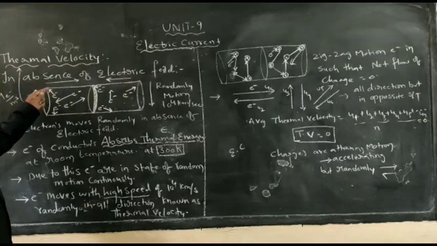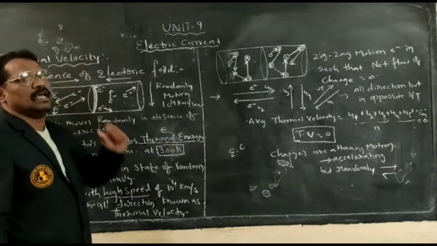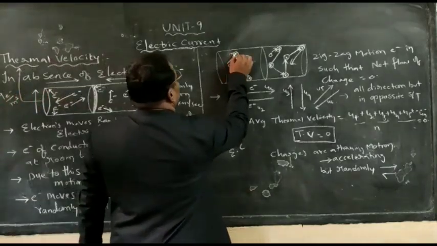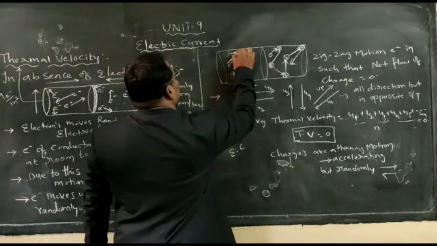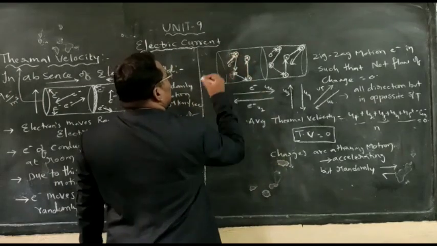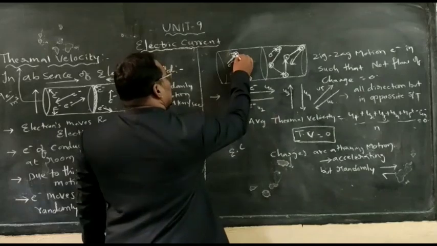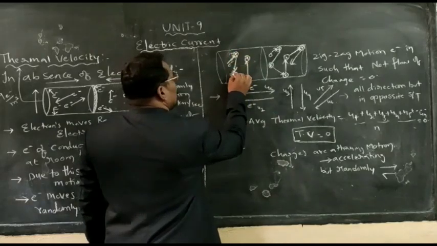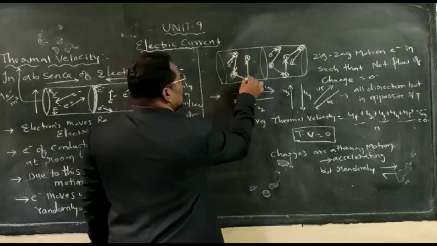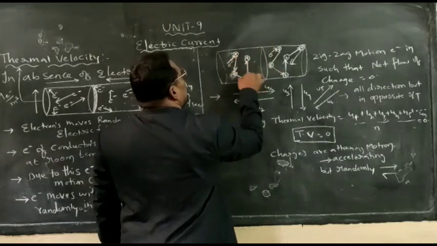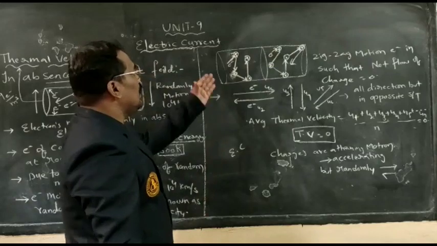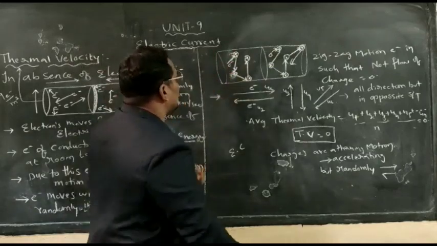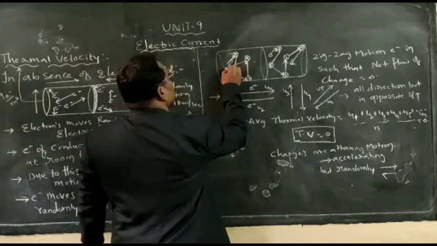As these electrons are moving randomly in different directions, what happened? See here, this electron is moving randomly in this direction. Here one positive lattice is there. It collides with that positive lattice. And again this electron moves, changing its direction. Again it collides with the positive lattice there, changing its direction. So if I take an individual electron, it moves in different directions randomly. Again from here the electron is moving in this direction.